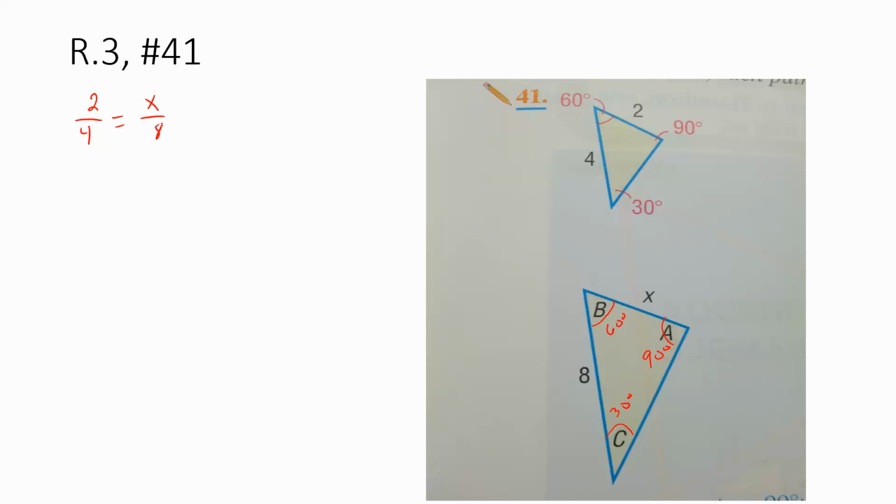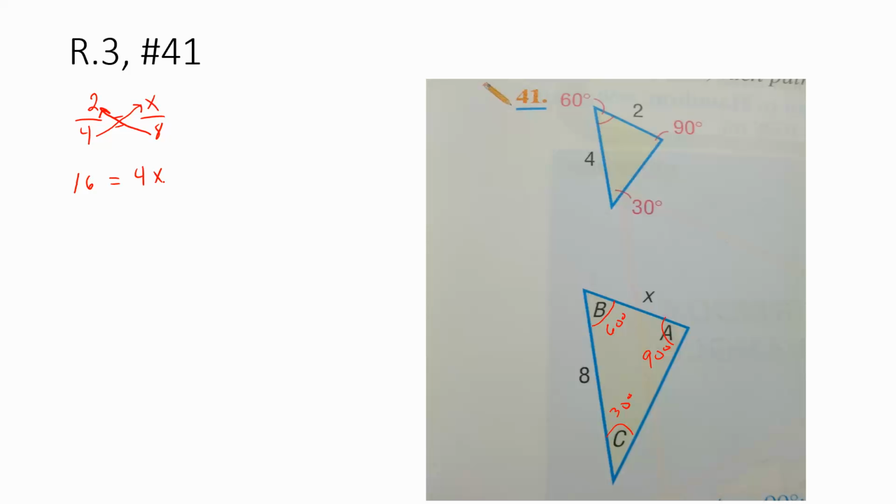Now, to solve a proportion, there are different ways you can do it. One of the ways is using cross multiplication, cross products. 8 times 2 is 16. That gives you one side of the equation. Then multiply the other denominator times the other numerator: 4 times x is 4x. And that gives you the other side of the equation.